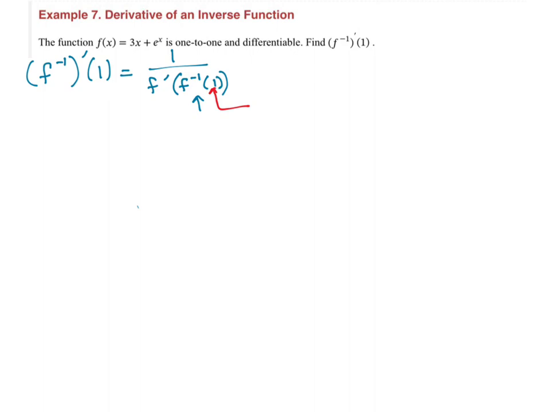Okay, it's inside out and backwards. F inverse of 1, this is the output of f of x. So what that means is my f of x equation had to equal 1. So 1 is what we get out of 3x plus e to the x if x is what?